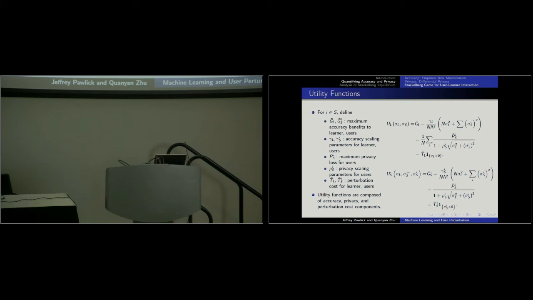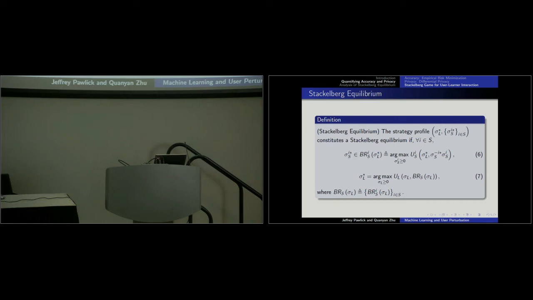So if we put these things together, let's see what we're going to have at equilibrium. The equilibrium concept that we're going to use is what we call a Stackelberg equilibrium. It basically says that the learner is going to announce something, and then we see how the users are going to respond to it. It's like there's a leader sitting up there who says, okay, this is the policy I'm going to tax you; this is my tax policy.